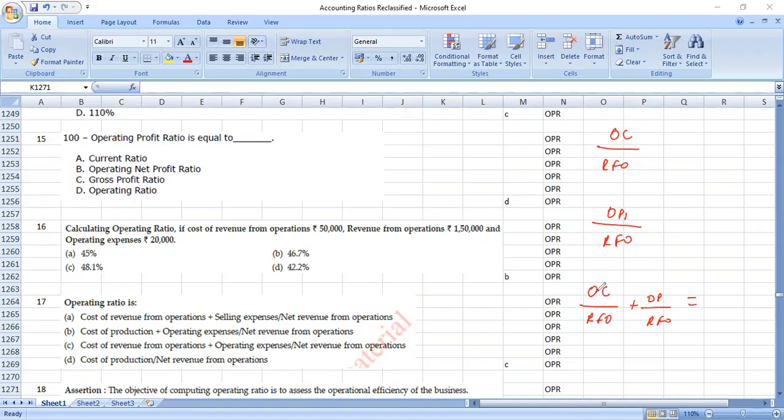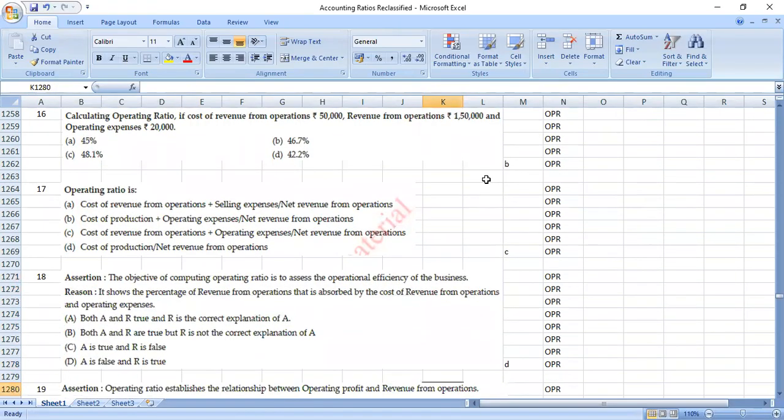How much? Operating cost plus operating profit is nothing but revenue from operation. So revenue from operation divided by revenue from operation is equal to 1. Understood? In percentage terms, it is 100. So 100 minus operating profit ratio will give you operating ratio, and 100 minus operating ratio will give you operating profit ratio. Understood, children? Very simple. Moving forward.